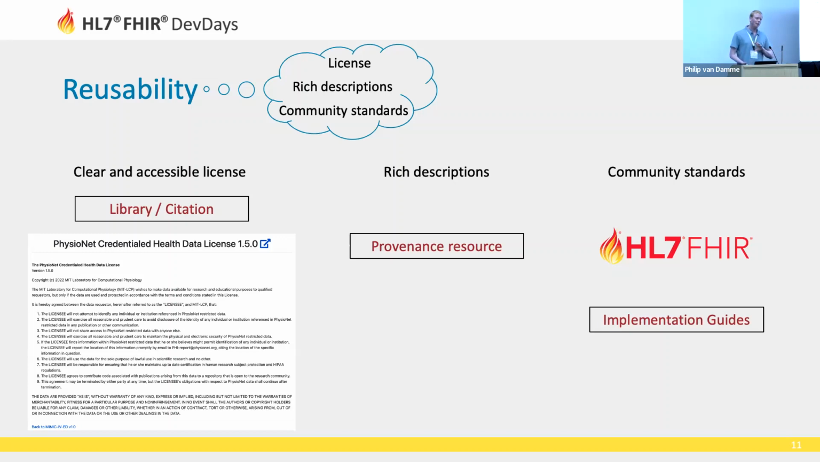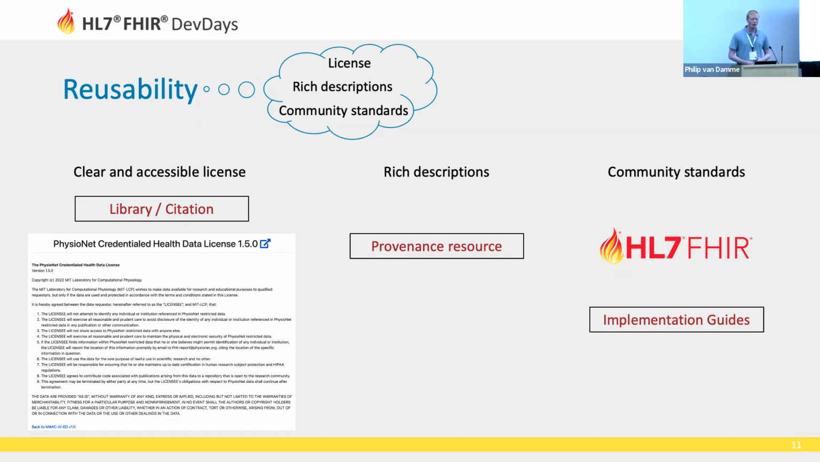Rich descriptions, so having enough metadata that you can determine if the data is actually usable for you. You have the provenance resource, so some resources store provenance information. If you need to store more provenance information, you could use the provenance resource as well. And the last point, having community standards. I think FHIR is one of the answers. So if you use FHIR, that's actually your community standard and solves a lot of these problems for you.